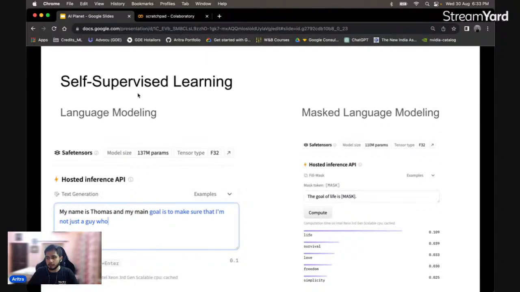As you can see, self-supervised learning has language modeling and masked language modeling. What we mean by language modeling is that you give a bunch of text, you stop, and you ask your model to predict the next word, and also complete the sentence for that matter. What you can see here, "My name is Thomas and my main," is the text that you give to the model, and the model generates the next word. Everything else you see here is the generated text.